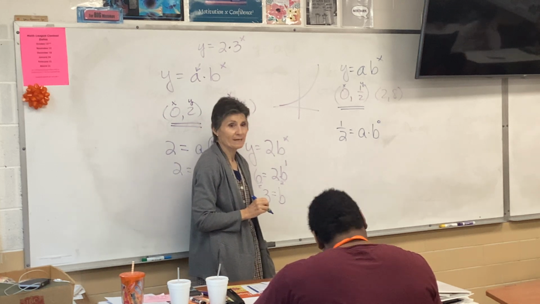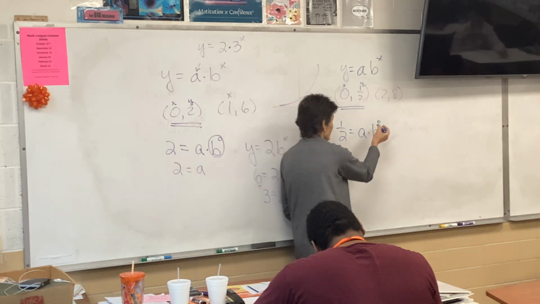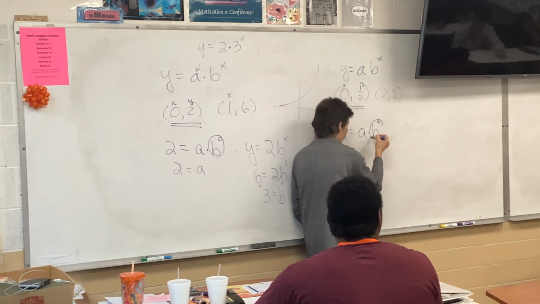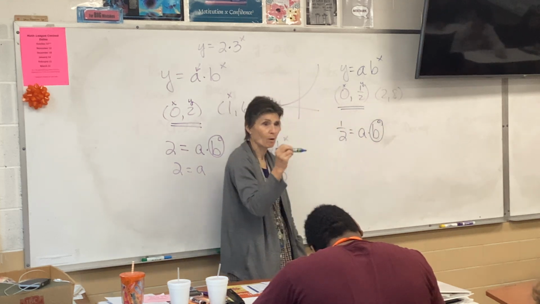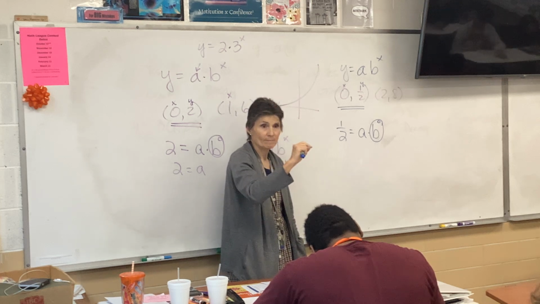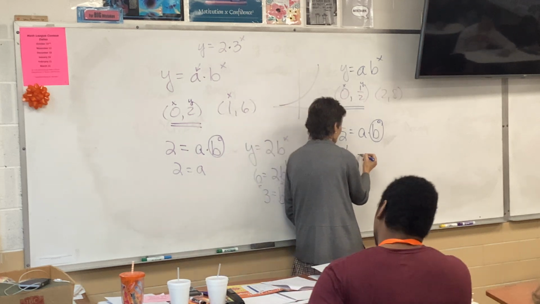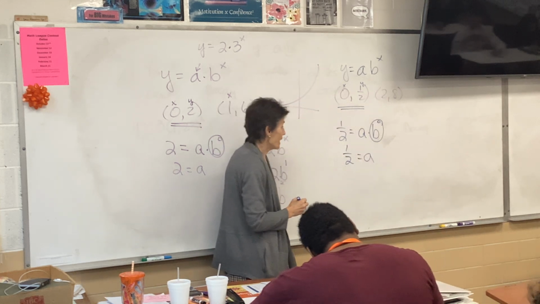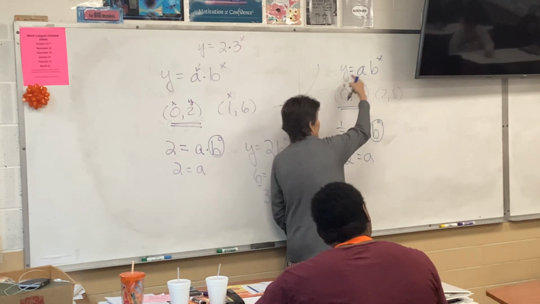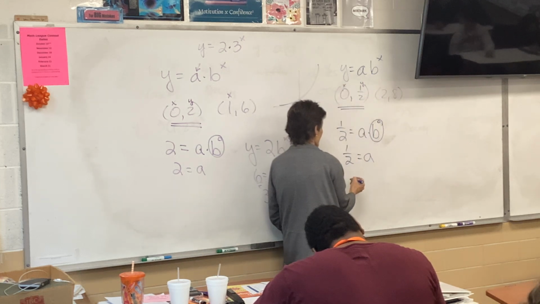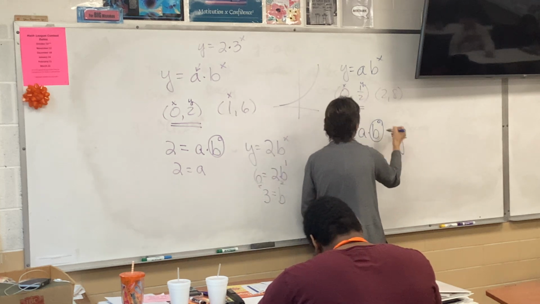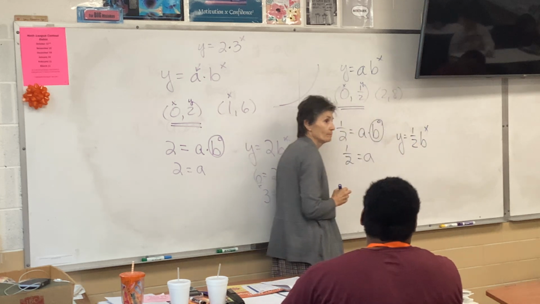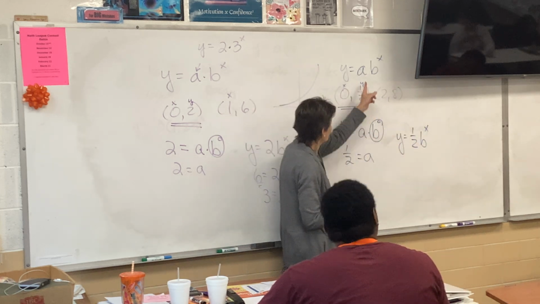Now what does that tell me? What's b to the 0? 1. b to the 0 is 1, guys. Anything to the 0 power is 1. So this says 1/2 equals A. And then, remember, I'm trying to write that equation. So now I can say y equals 1/2 b to the x, because I know A is 1/2.